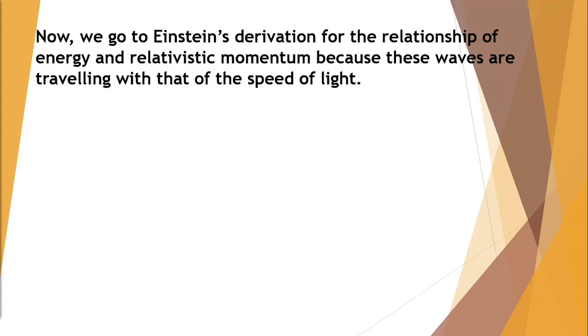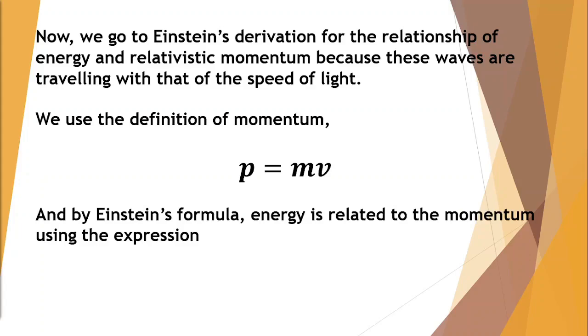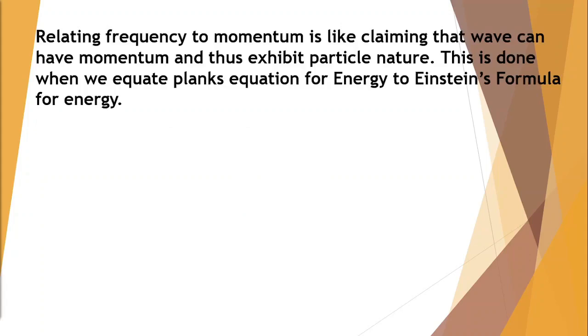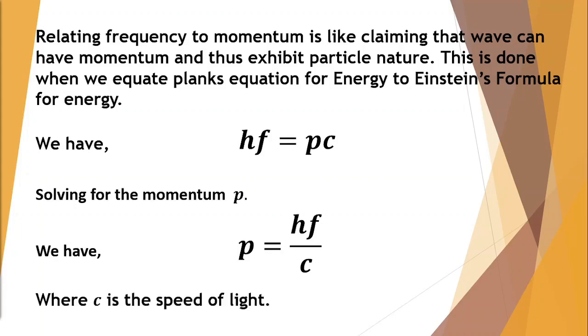We use the definition of momentum, p = mv. By Einstein's formula, energy is related to the momentum using the expression E = pc, where c is the speed of light. Relating frequency to momentum is like claiming that a wave can have momentum and thus exhibit particle nature. This is done when we equate Planck's equation for energy to Einstein's formula for energy. We have hf = pc. Solving for the momentum p, we have p = hf/c, where c is the speed of light.